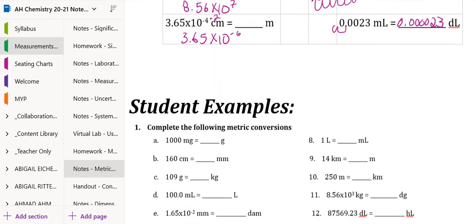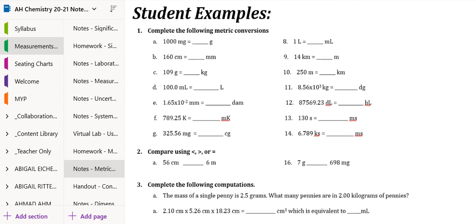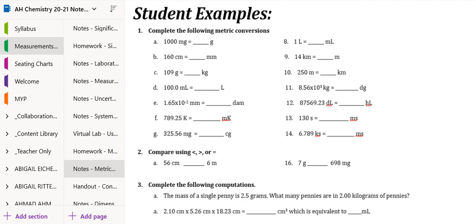So I want you guys to work on the student examples. There are 3 different sections. This is all of them up here.